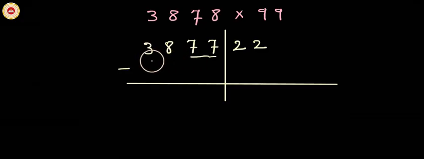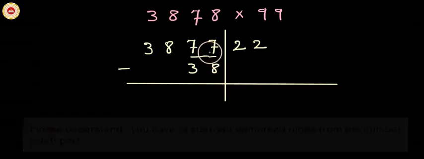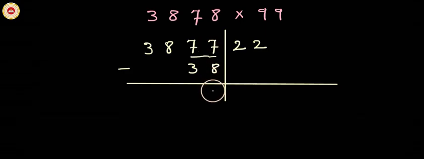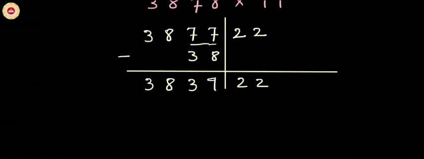What is the left part? 3877. So subtract 38 from 3877. 17 minus 8, 9. 7 minus 4, 3. Write 8 as it is, write 3 as it is, and write this 22, the right part, as it is. So friends, we have calculated these two parts, left part and right part.